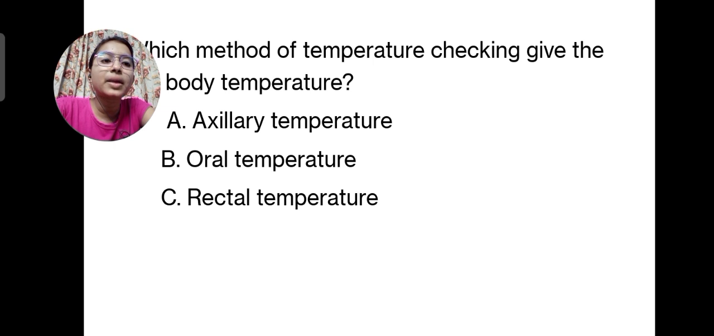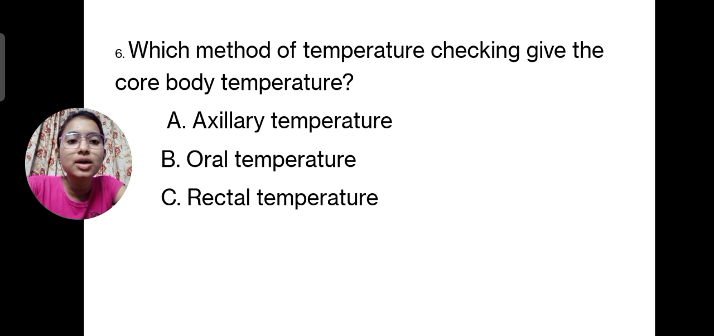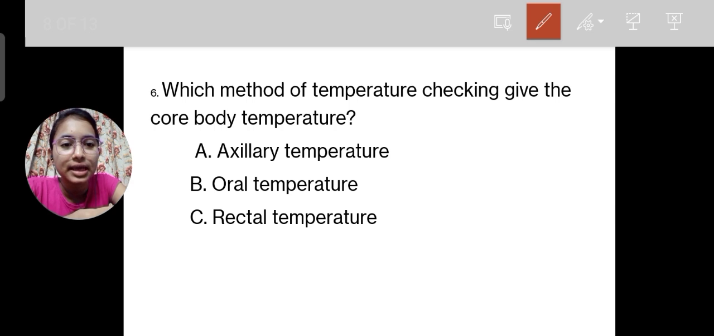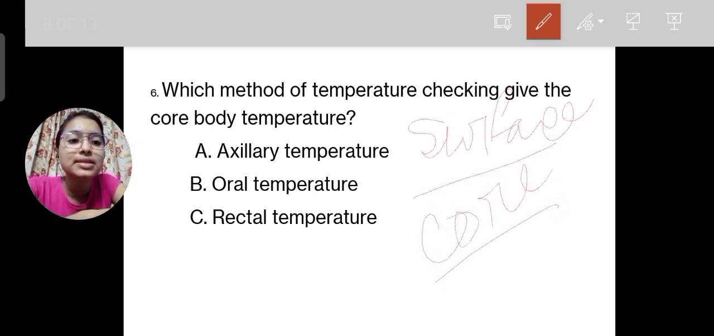Now, which method of temperature checking gives the core body temperature? So, what is the core body temperature? Which method? So, we all know there are various methods of temperature checking. One is the axillary method, oral method, rectal method, tympanic method. Okay. So, some of them give surface temperature and some of them give the core body temperature. Surface temperature we get by the axillary method, and core temperature we get by the rectal method. Then the tympanic method, or when we check temperature in the tympanic membrane.